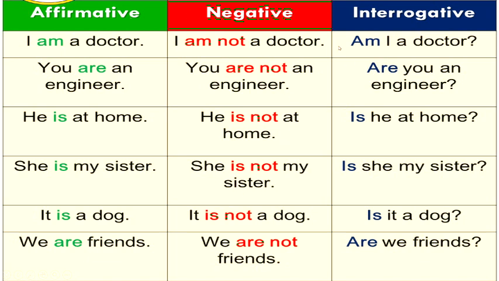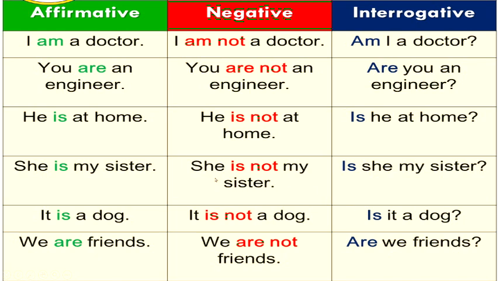Remember this point. You are an engineer. You are not an engineer. Are you an engineer? He is at home. He is not at home. Is he at home? She is my sister. She is not my sister. Is she my sister? It is a dog. It is not a dog. Is it a dog? We are friends. We are not friends. Are we friends?